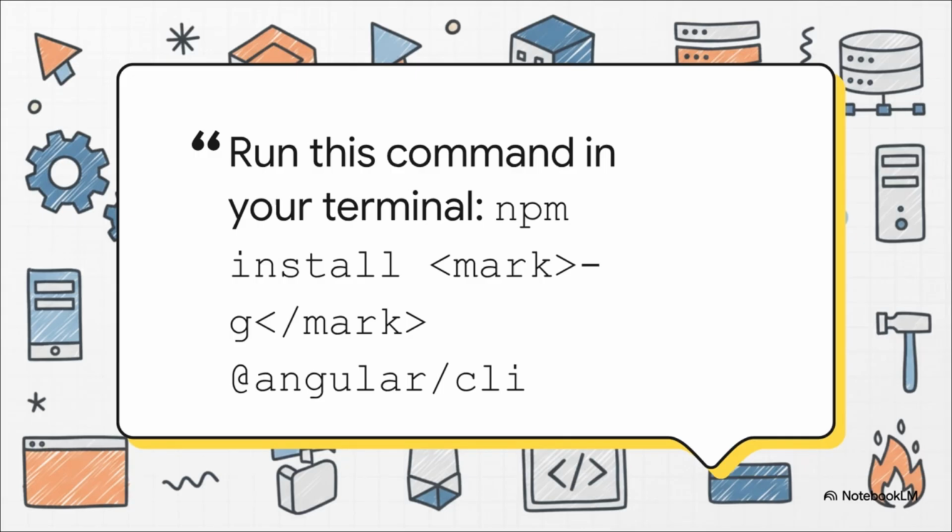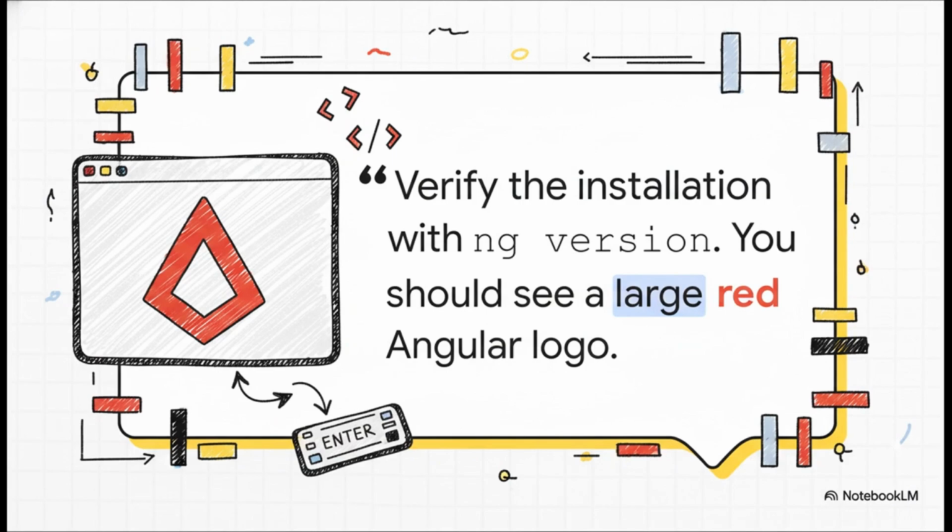Oh, and a quick heads up for Mac users. If you see a permission error, don't panic. Just type sudo right at the beginning of the command, and you should be good to go. And just like we did with Node, let's check that it installed correctly. Type ng version and press enter. And if all went well, you should be greeted by this awesome, big, red Angular logo. It's a pretty cool moment, not gonna lie.